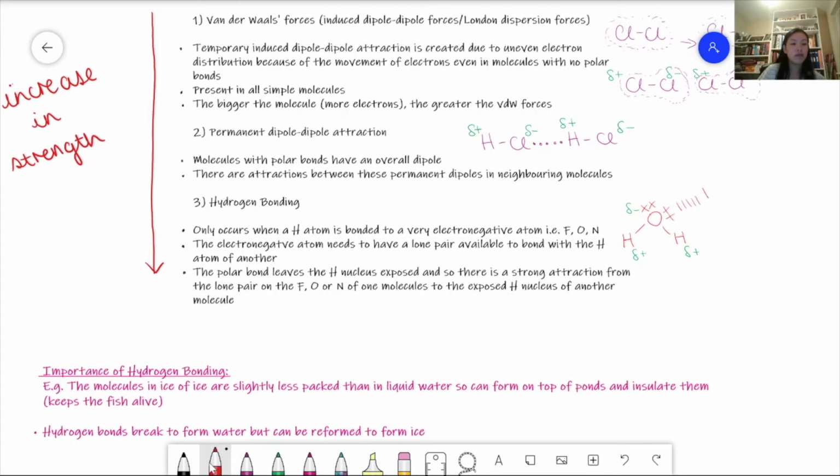So this forms with water, another water, and then it happens again because the oxygen will always be partially negative and the hydrogens will always be partially positive. So they'll always be attracted to the oxygens of another water molecule. And one thing to note is that this angle here has to be 180 degrees. So a straight line.